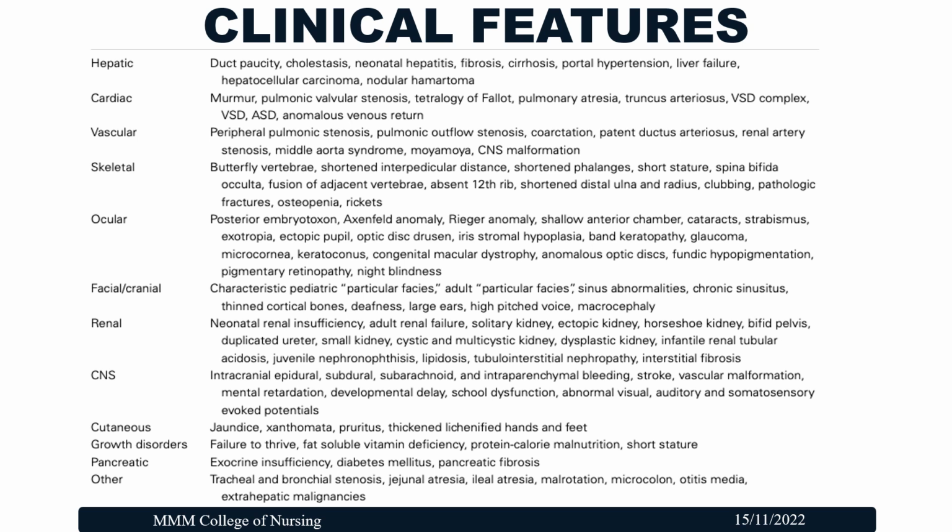Skeletal: there can be butterfly vertebrae, shortened interpedicular distance, shortened phalanges, short stature, spina bifida occulta, fusion of adjacent vertebrae, absent 12th rib, shortened distal ulna and radius, clubbing, pathologic fractures, osteopenia, and rickets.